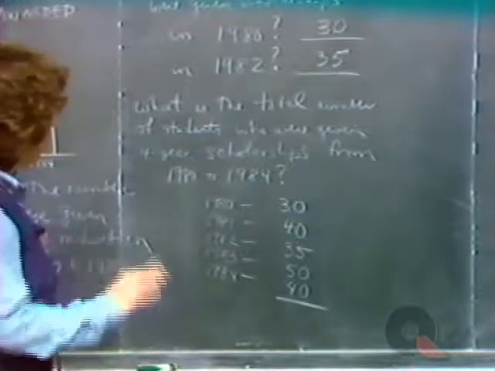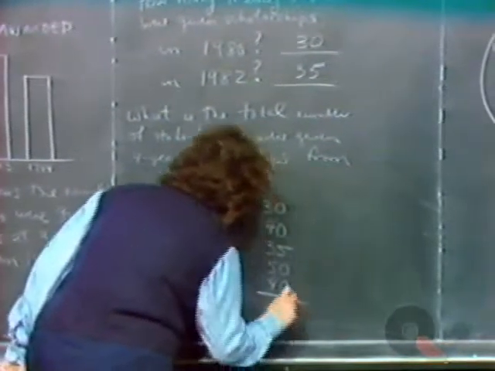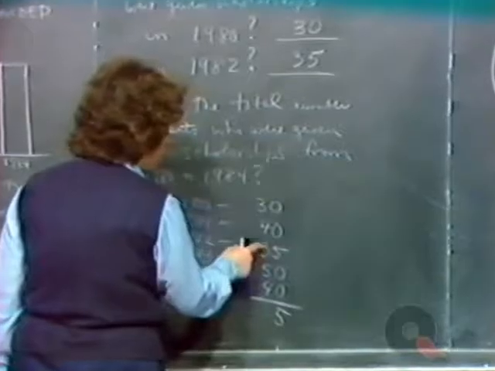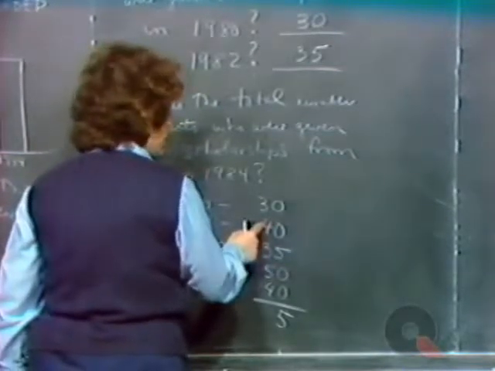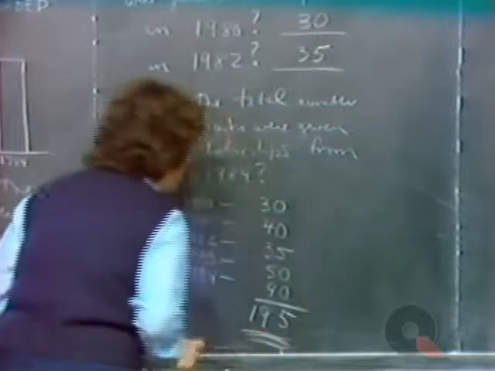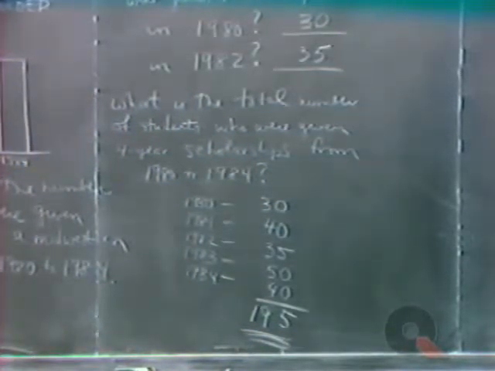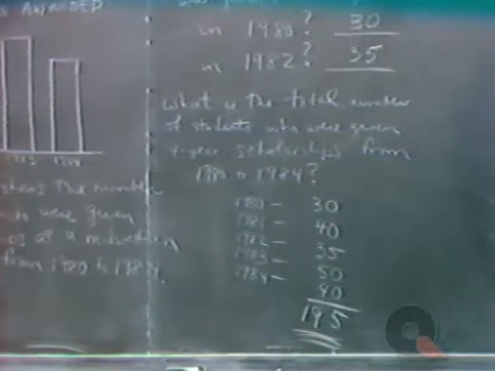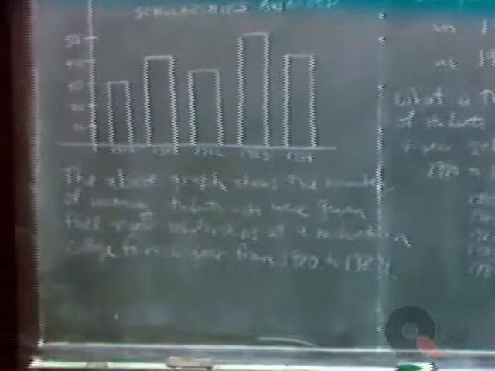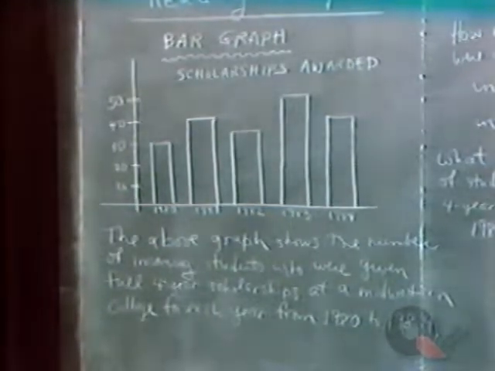Here they ask for all of the 5 years, so we add this up, and we get 5, 4 and 5, 9, and 3, 12, and 4, 16, and 3, 19, 195 scholarships were awarded during the 5 years indicated on the graph. As I said, this is a bar graph, and the height of the bar in each case indicates the number, in this case, of scholarships awarded.